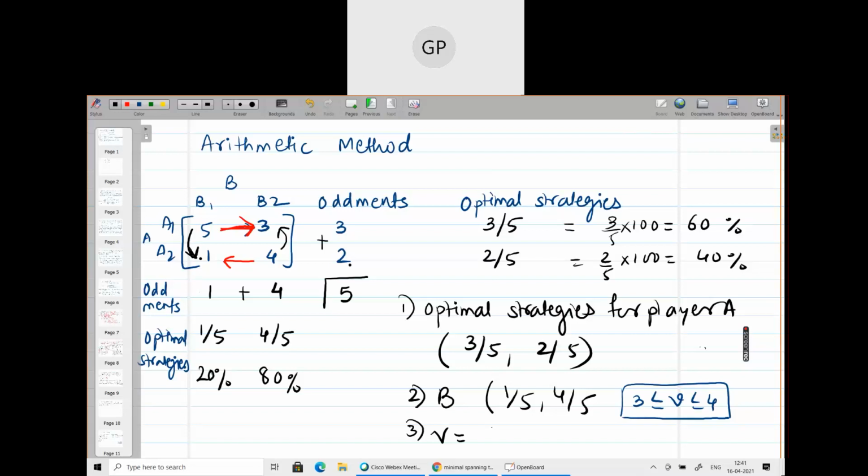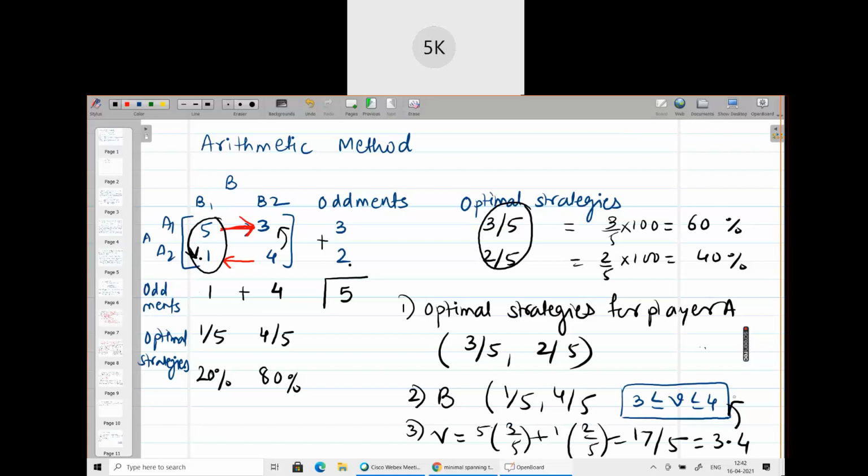17 by 5. How did you get your answer? 5, first column, into the respective strategies. 5 into 3 by 5 plus 1 into 2 by 5, that is 17 by 5, and 17 by 5 is how much? 3.4. So 3.4 lies between 3 and 4. Yes, ma'am. This you have to always confirm, girls. So this is what is called the arithmetic method.